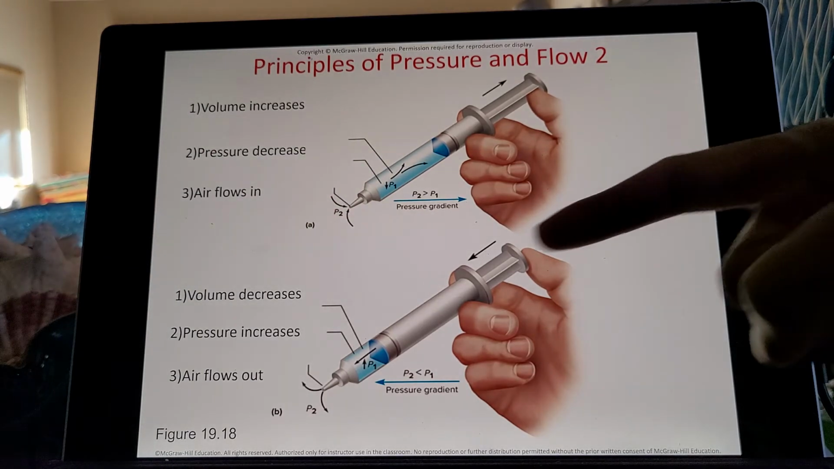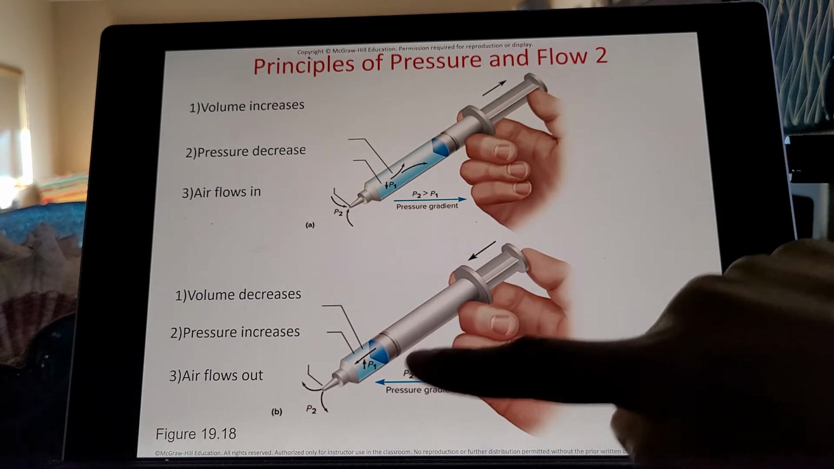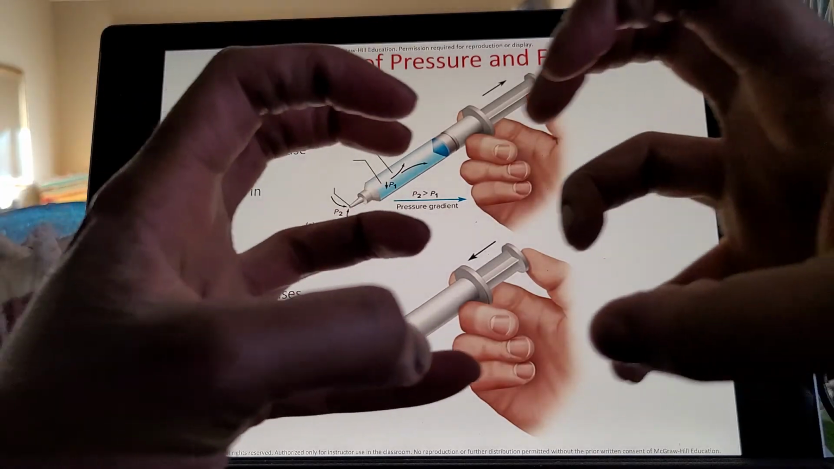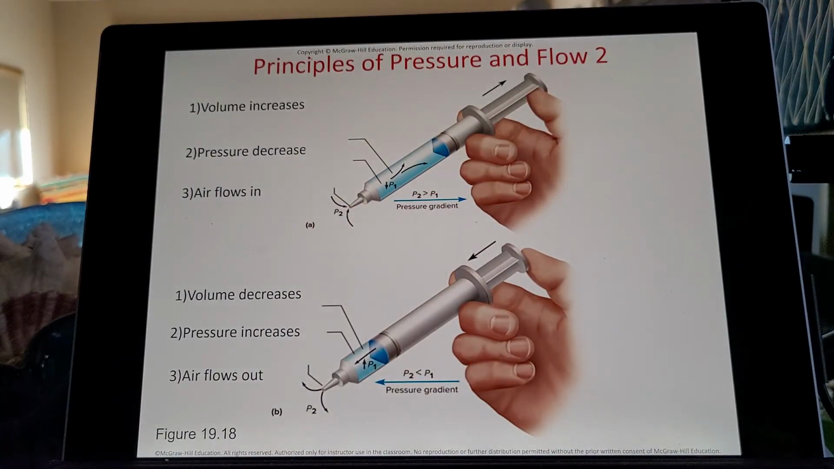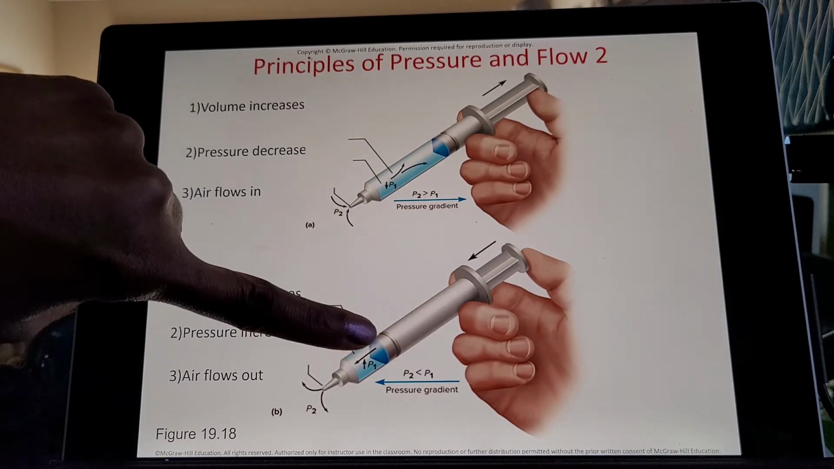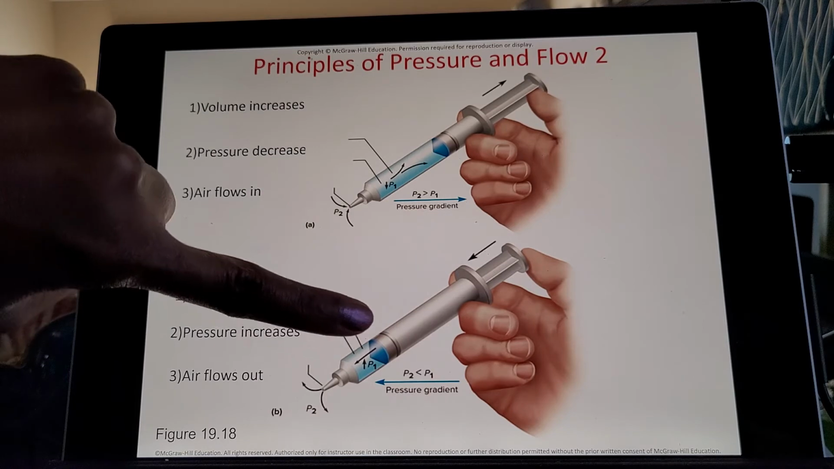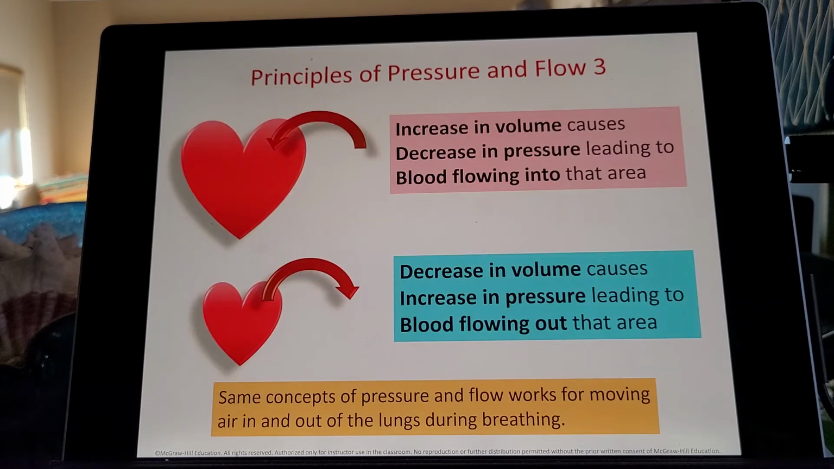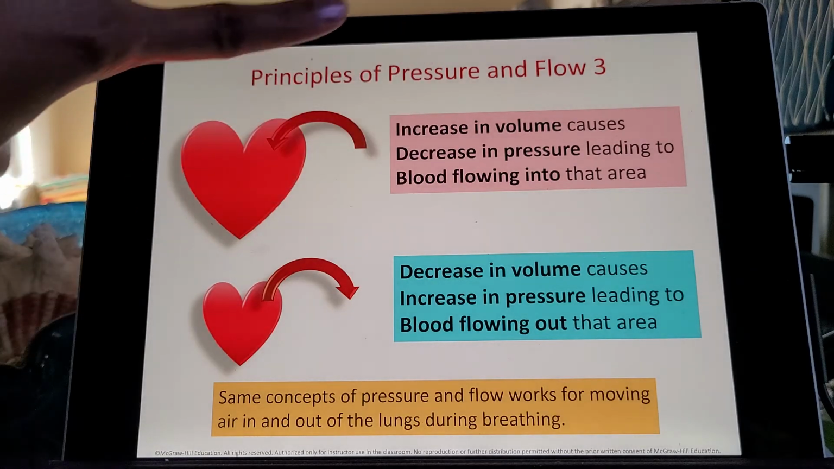If I push down on the plunger, I'm creating less volume in that chamber. That's creating more pressure because you're all cramped in this little tiny area. And because there's more pressure, that air, the blood, whatever, is going to move from an area of higher pressure in the smaller chamber out to the area of lower pressure. So same thing with the heart. You increase volume, therefore decrease pressure, leading blood flow into an area.